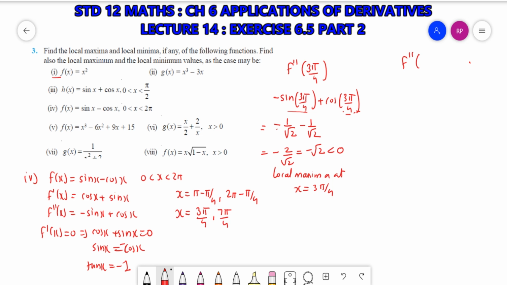Now f double dash 7 pi by 4. So this is minus sin 7 pi by 4 plus cos 7 pi by 4.